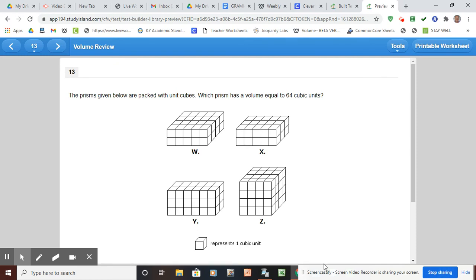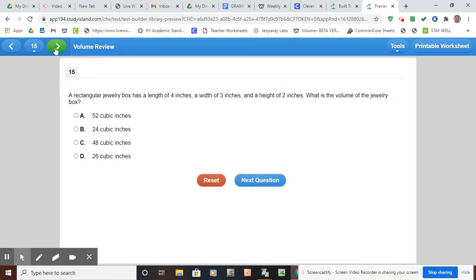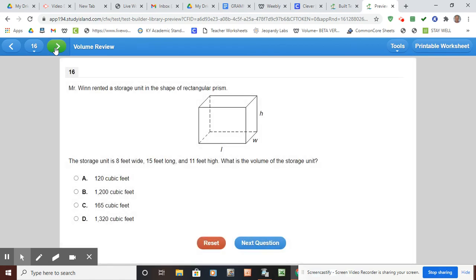Now, here's the choice. You have 4 different figures here. And which one has the volume of 64? You just have to, again, use our formula, length times width times height, to find the volume of each one. And when you find one that equals 64, that is the correct answer. There's only one correct answer. Okay? And you know how to work these. They're pretty much the same thing.